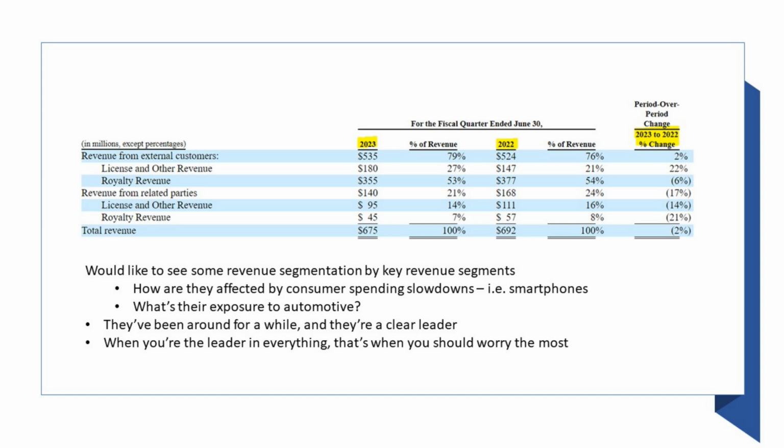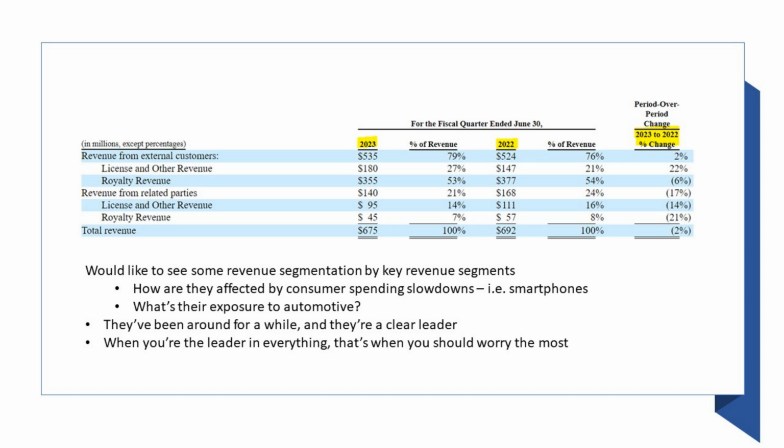So when we look further at where ARM makes their money in their filing, we see this table that shows a breakdown based on license and other revenue versus royalty revenues, and then across external customers versus related parties, being SoftBank, since they control 90% of the company. What we'd like to see is revenue segmentation by key revenue segments, the ones that we described earlier. In other words, how are they affected by consumer spending slowdowns for smartphones? What percentage of that consumer segment they describe is smartphones? What's their exposure to automotive?